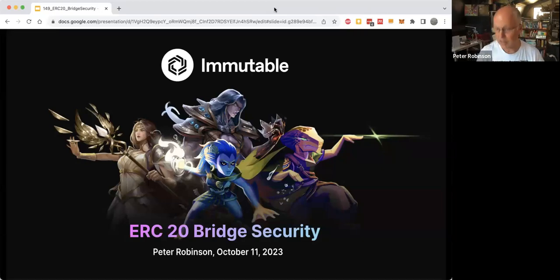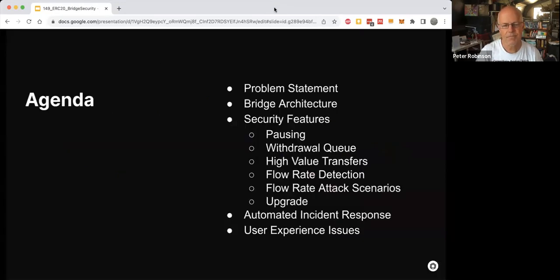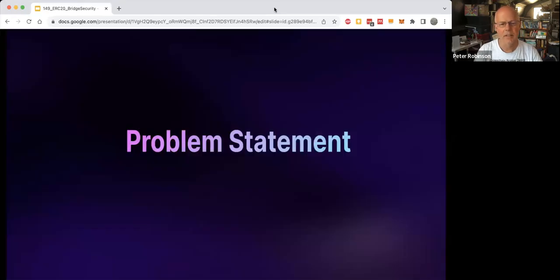So let's lead off and talk about bridges. I'm going to talk about the overall problem, and then the bridge architecture generally and how that actually works, and then talk about some security features that I think all bridges should strongly consider having. And then I'm going to talk a bit about other things right at the end.